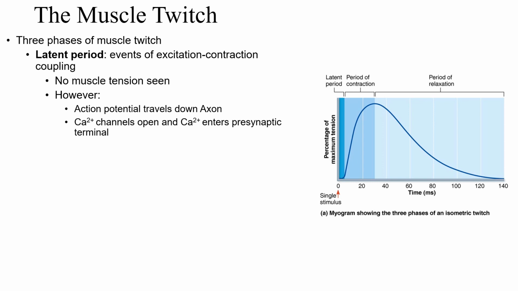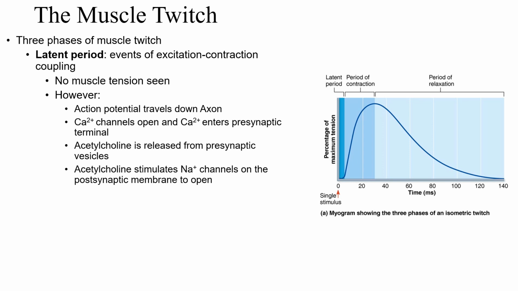When the action potential reaches the axon terminal, calcium will enter because the voltage changes and calcium channels open. Calcium will enter the presynaptic terminal and cause acetylcholine to be released from the presynaptic vesicles. The acetylcholine will then stimulate sodium channels that are on the postsynaptic membrane to open.